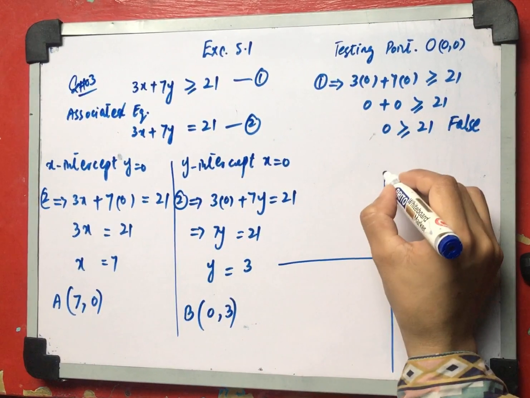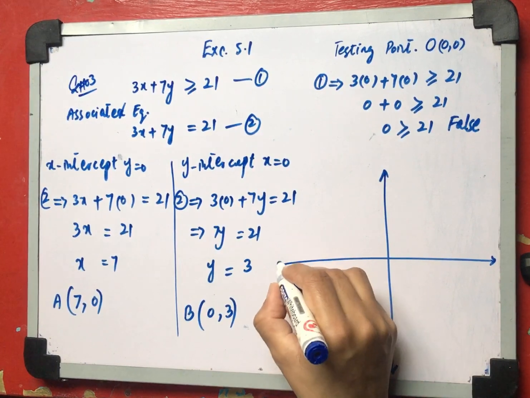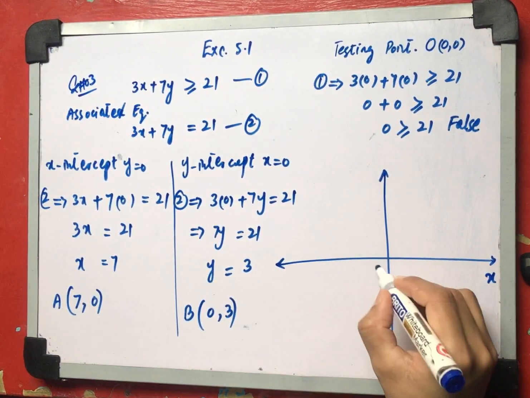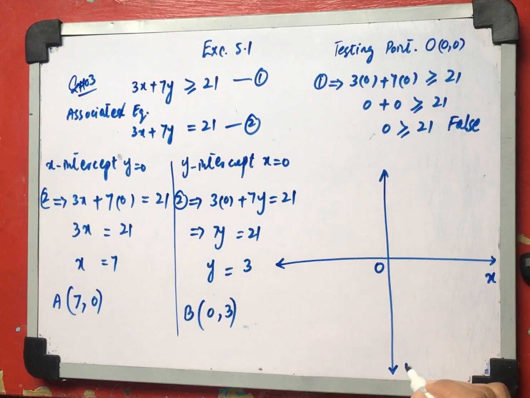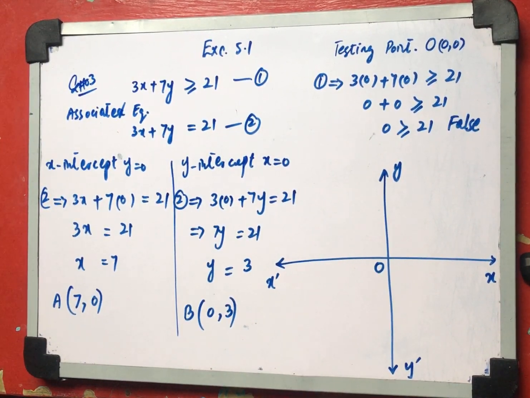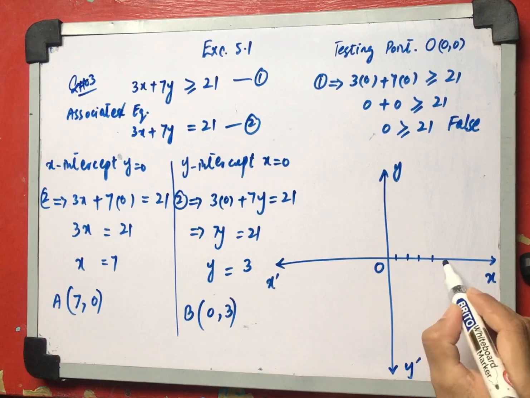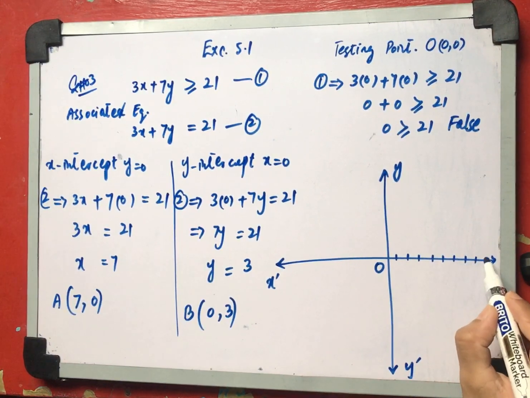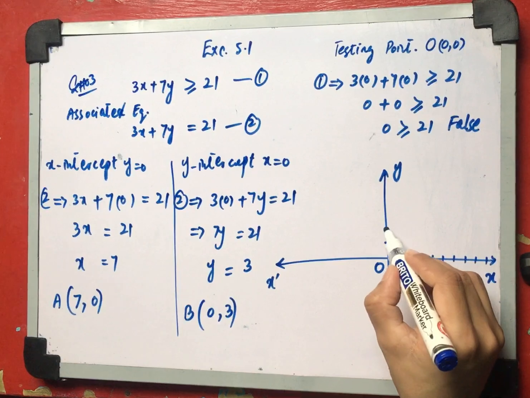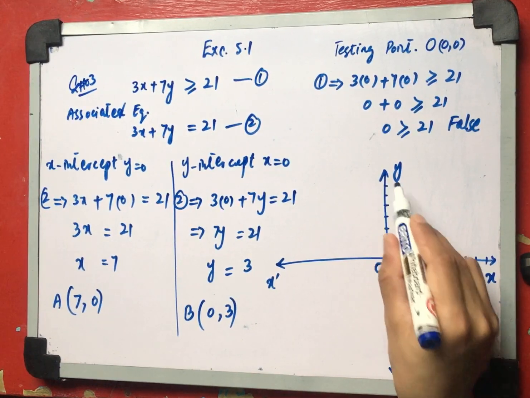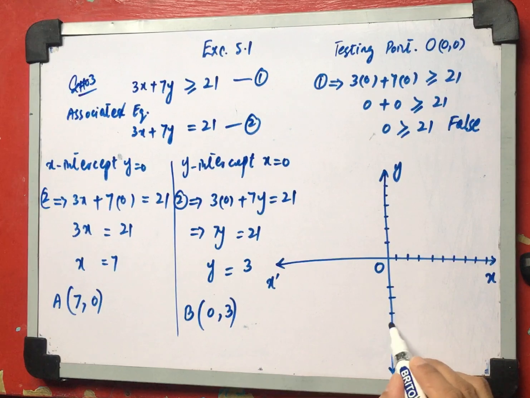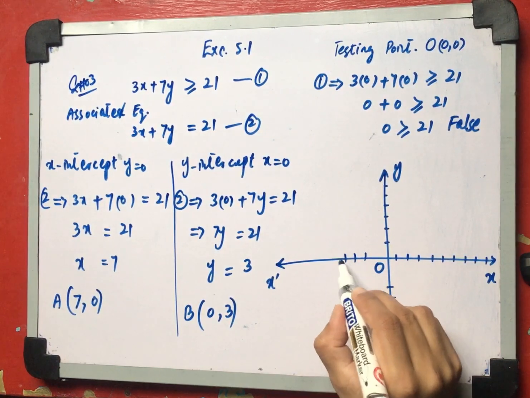So this is our x-axis, this is y-axis, y prime, this is x prime, and this is our origin. So student, take the points on these axes: 1 2 3 4 5 6 7 8 9. Similarly along the y-axis 1 2 3 4 5 6, on the negative y-axis and on the negative x-axis.